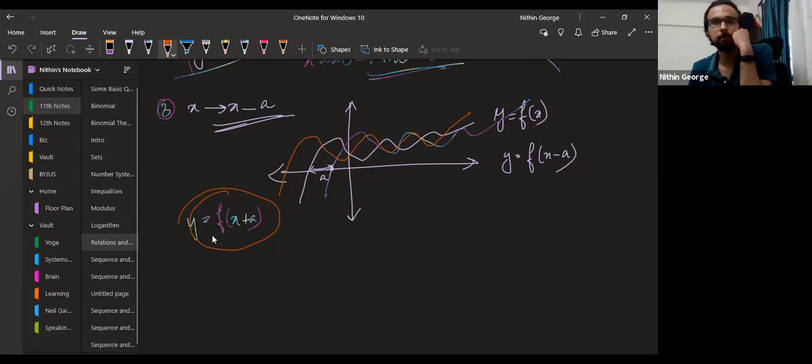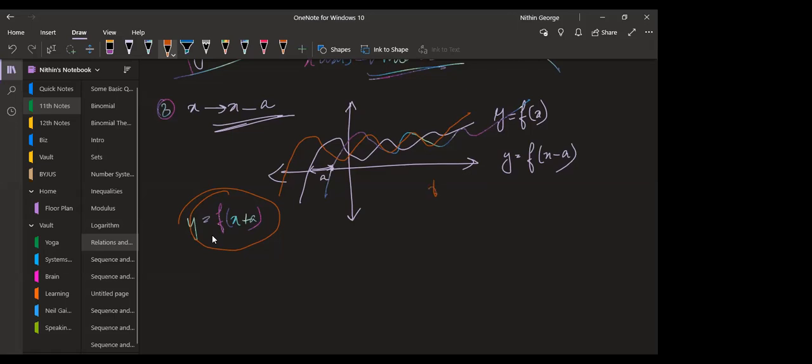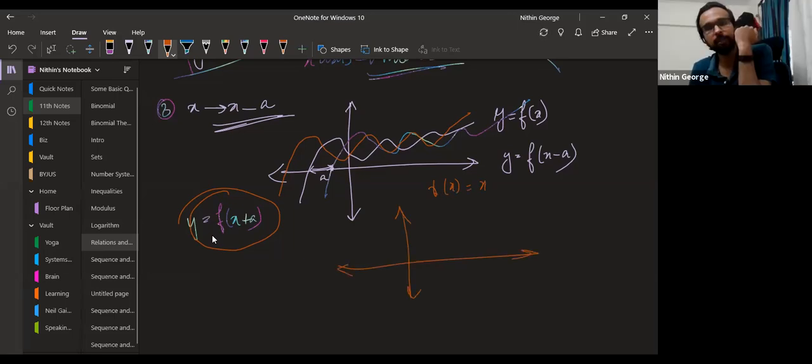The simplest example would be f of x equal to x. F of x equal to x means y equal to x. What is f of x minus a? That will be x minus a. Where do you draw the graph y equal to x minus a? First, try to construct y equal to x minus a as if you didn't know this theory. How do you draw y equal to x minus a?